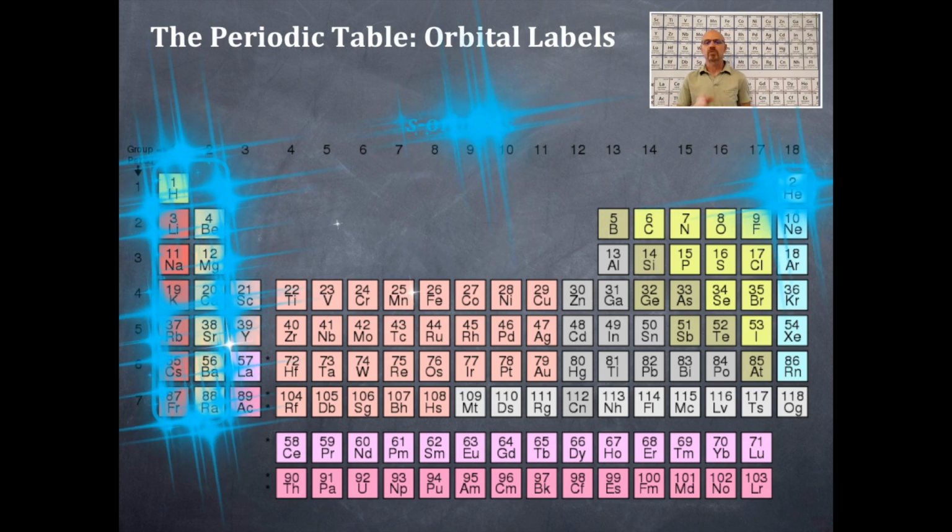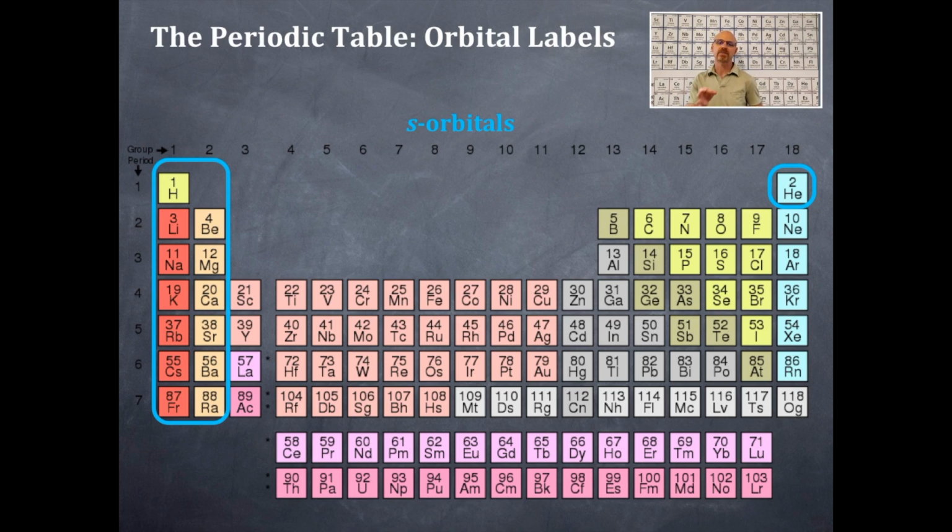Right over here are the S-type orbitals. Notice that it is in group 1 and group 2 of the periodic table, and helium. Notice that helium is far on the right-hand side there. That helium is also an S-type orbital. Okay, so let's do the next one, which is a P-type orbital. The P-type orbital is in this entire block right here, excluding the helium, notice.